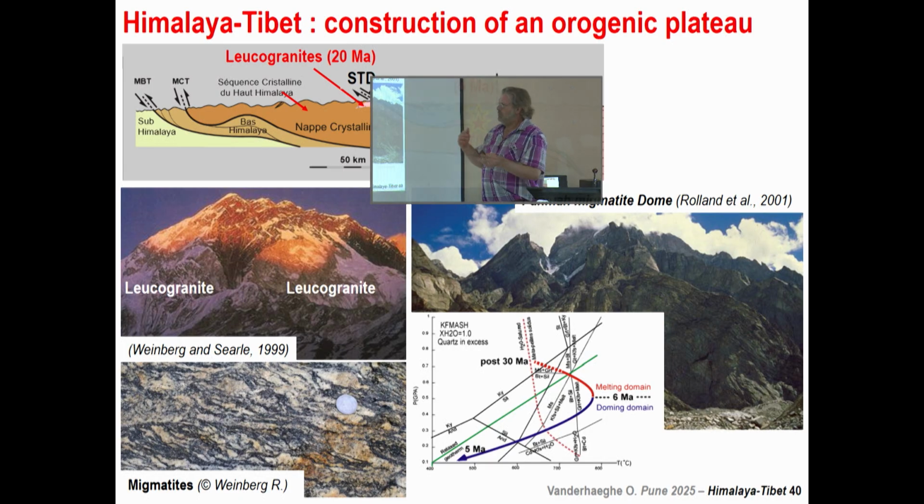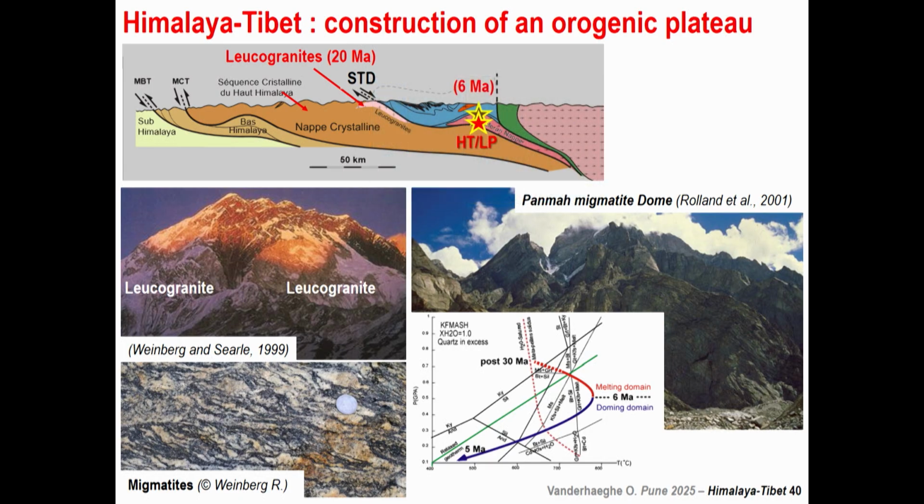So now I'm going to change the angle of view a bit, and we're going to look at what this high crystalline, high-grade nappe is made of. It's made mostly of migmatites. I just showed you that before. Migmatites and leucogranites are dated at 20 million years. The high temperature, mid to low pressure rocks beneath the Tsomorari high pressure rocks are dated here between 10 and 6 million years, if I take all of them, which is 10 million years younger than the local granites.